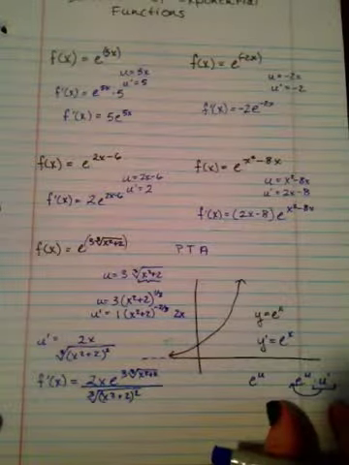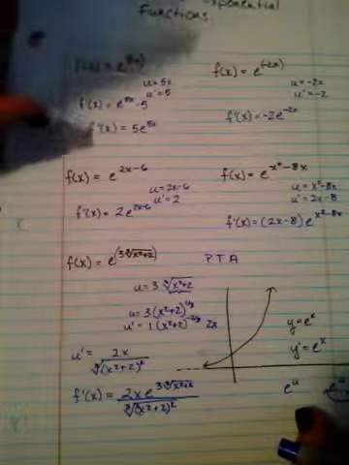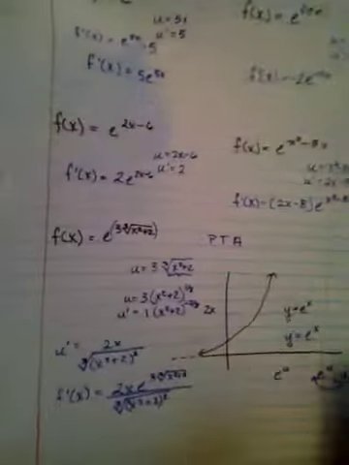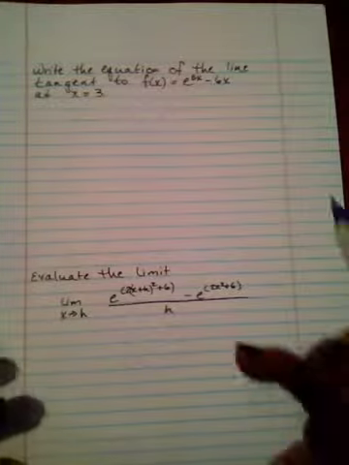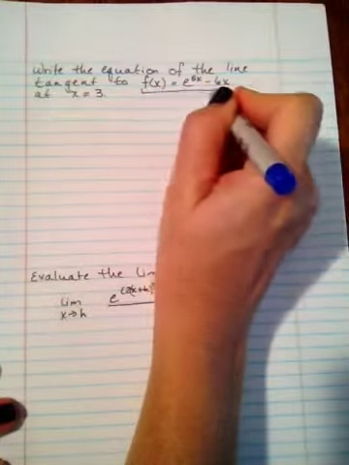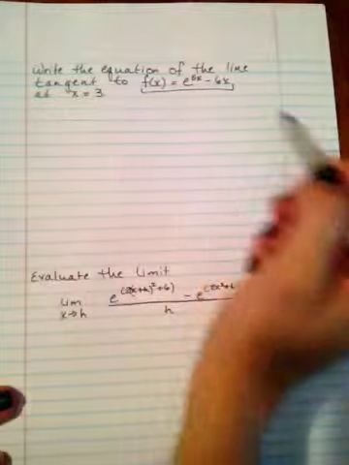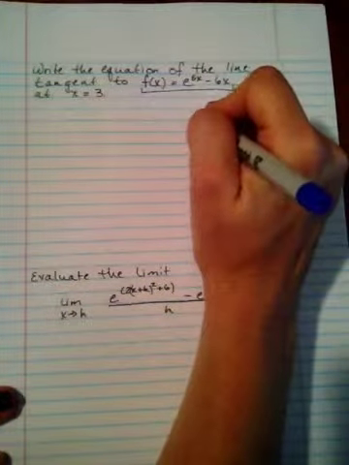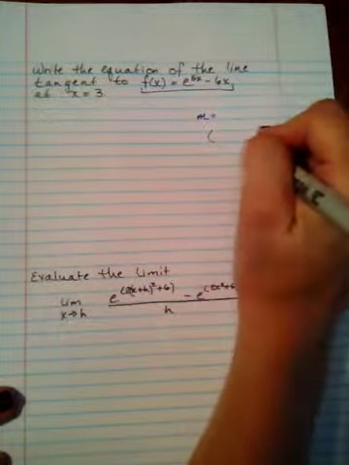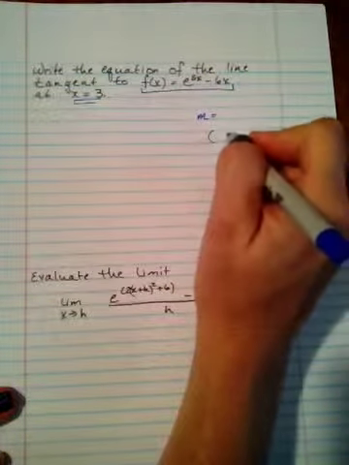Now, to work some other kinds of problems when you have to actually have a derivative of an exponent, there are a couple of different things they could ask you to do. So let's just say they asked for the equation of the line tangent at x equals 3. So we're going to be tangent to this function f of x equals e to the 5x minus 6x. And I need an equation of a tangent line. So I know to write the equation of a tangent line, I need a slope and I need a point. They gave me the x value, so I know x equals 3.